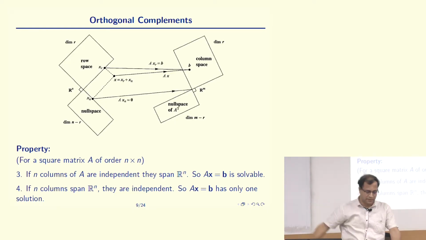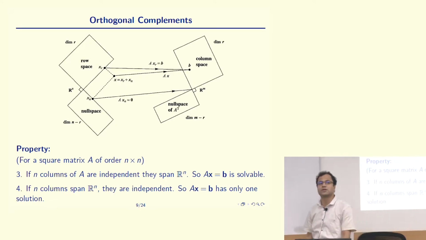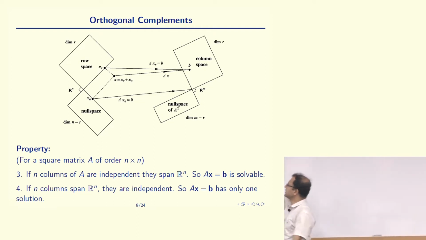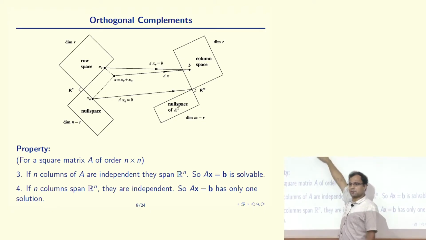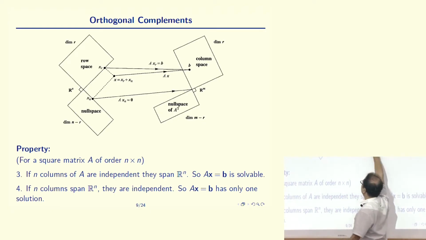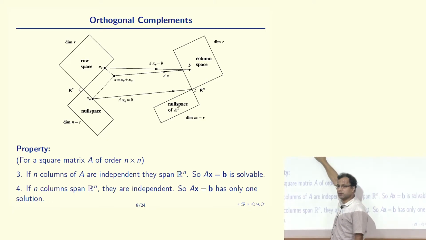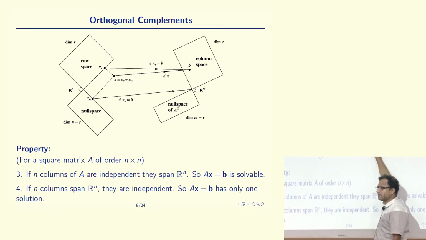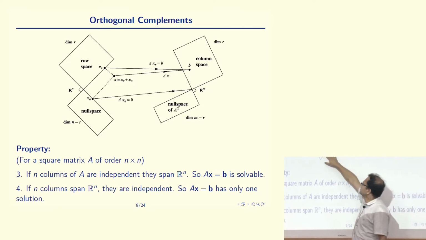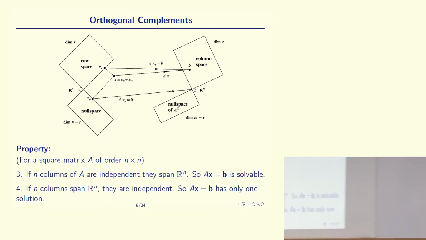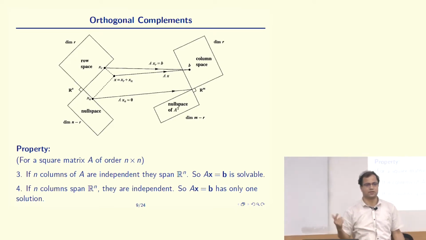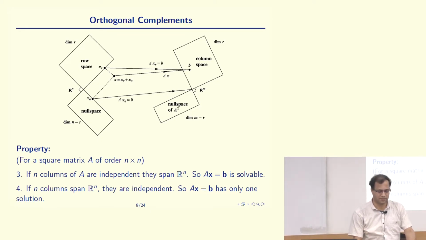Okay, is it clear? And the second point is what? Only one solution. Only one solution when this space is 0. Solvable when this space is 0. Right? Only one solution when this space is 0. So only one solution means this space is 0. This will be giving you the only one solution corresponding to the system of equations.